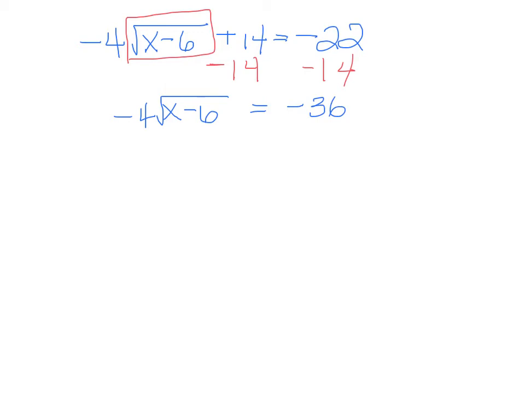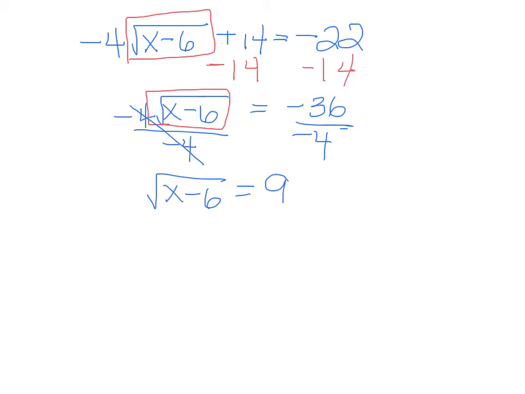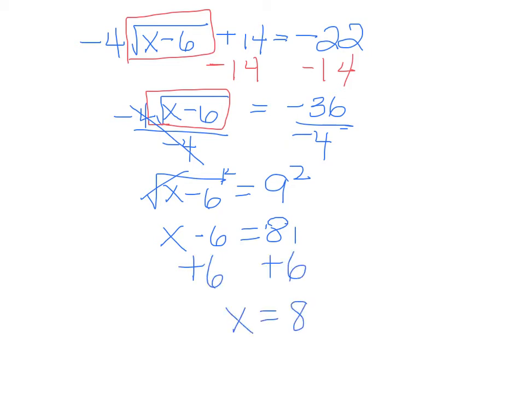Now, again, my goal is to isolate this. So I need to get rid of negative 4. And negative 4 is connected to it by multiplication. So the opposite is to divide by negative 4. Those cancel out. So now I have the square root of x minus 6 equals 9. So now I want to undo the square root. So I square both sides. Those cancel each other out. So I have x minus 6 equals 81. So now I have plus 6, we get x equals 87.